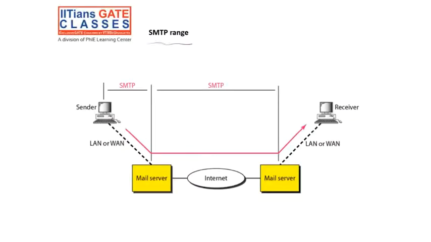So what is your SMTP range? Your SMTP range is from here to here. It means from client to server, and it means server to server also. And what is your IMAP and POP? This is your IMAP or POP, whatever you are using, POP3. Right? That is the range of this one.